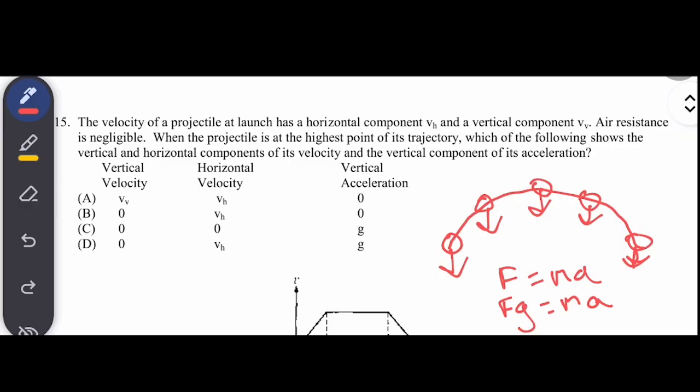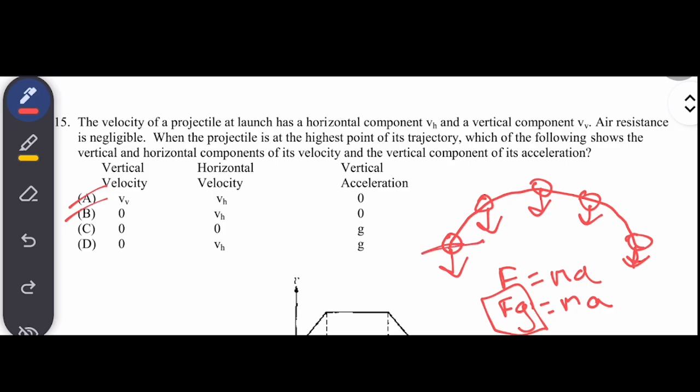And knowing that the acceleration is constant, we know that it has to be equal to gravity. So looking at our choices, we can already cross out choice A and choice B since they don't have gravity as a vertical acceleration.